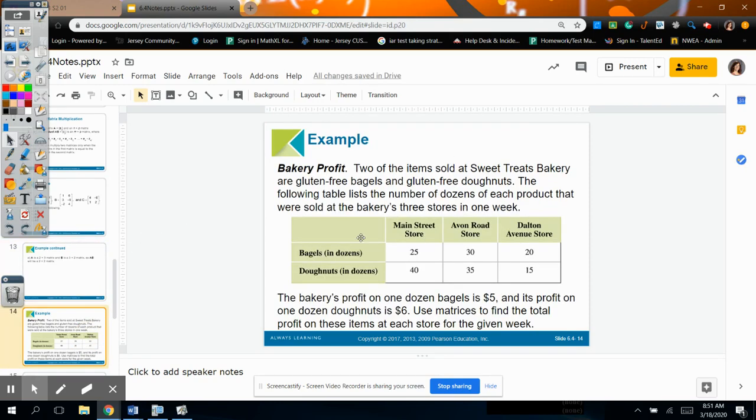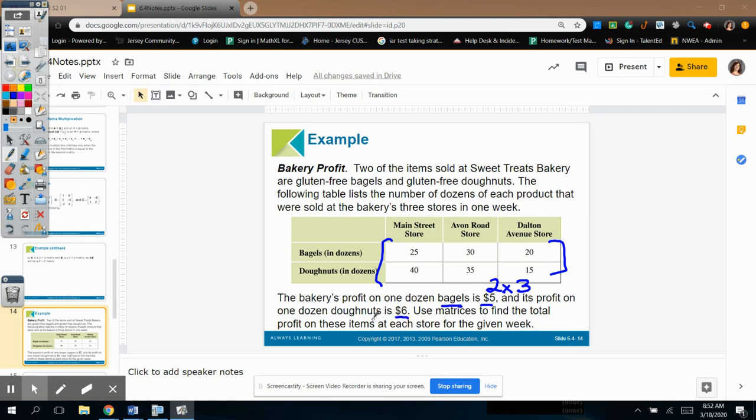Okay, so the word problems. This is a spreadsheet, and if you look, you can make it into a matrix. So this is where you might use matrix multiplication. If you have this matrix, just like it is a 2 by 3. They tell you a little bit of fact here in our bakery table. It says the profit they make. They make $5 on bagels and $6 on donuts.